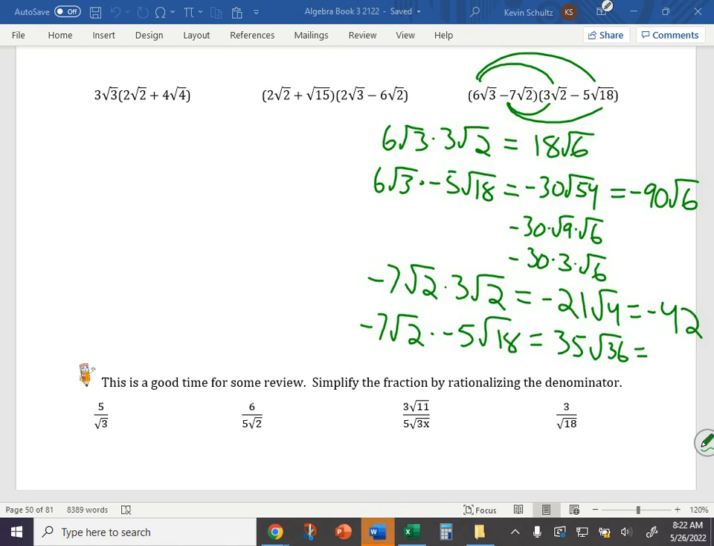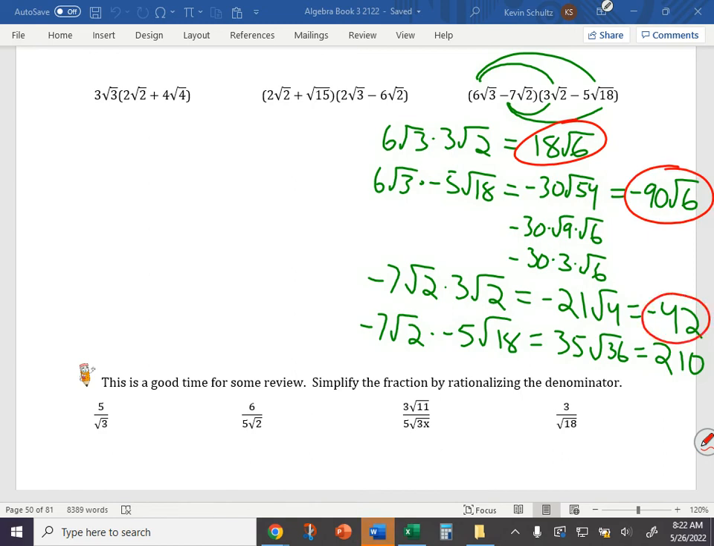And how can this simplify, Kylie? 36 is a perfect square. Yep. 6. Yep. And what's 35 times 6? 210. Woohoo! I didn't believe you for a split second there. There's already 180 in my mind. Wouldn't it be 30 times 6, 105? Not 35.